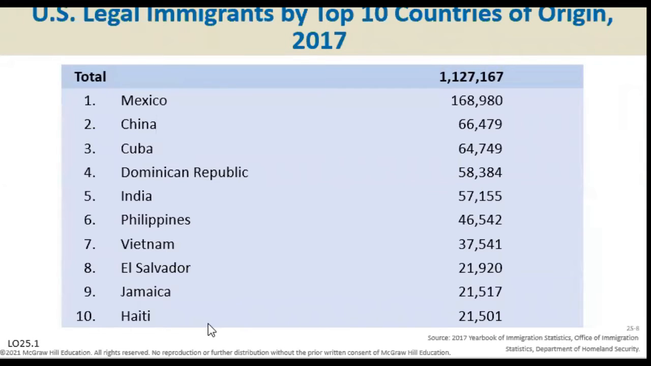This table shows the US legal immigrants by the top 10 countries of origin in 2017. So you can see that Mexico is the first one due to the proximity of Mexico to the United States.